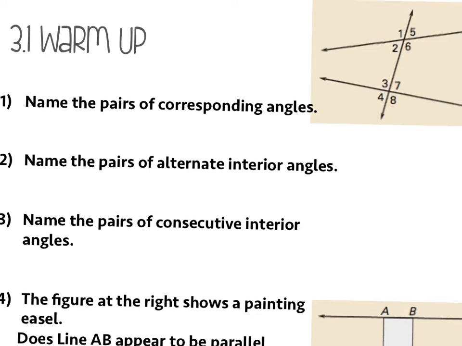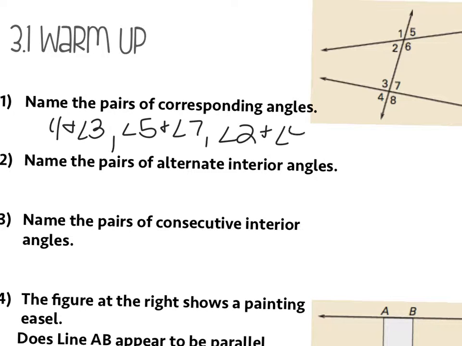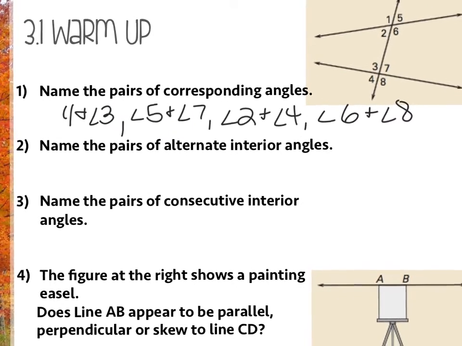Who can give me a pair, Omar? 1 and 3. Angle 1 and angle 3. Jessica. 5 and 7. Angle 5 and 7. Allison. 2 and 4. 2 and 4. And the last one, Emily. 6 and 8. Good. Questions on those?